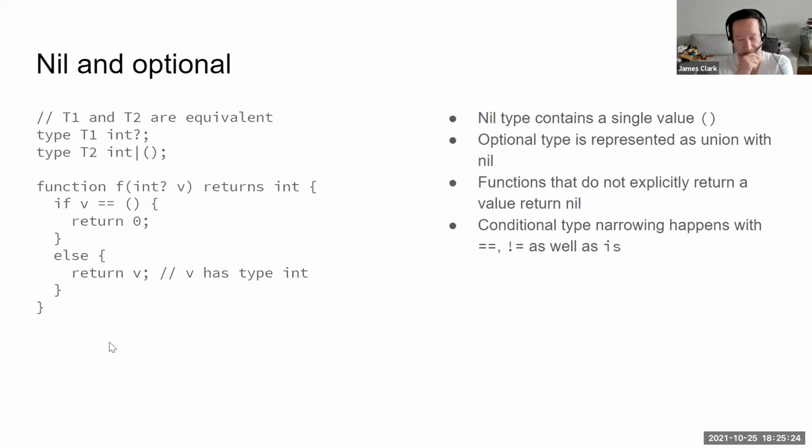So we have a nil type, which contains a single value, and we do optionality just as a union with nil. Functions that don't explicitly return a value return nil. So if I don't have the returns bit here, that means it returns nil. And if you fall off the end, then that returns nil also. We can do type narrowing when you do an equals equals, that also narrows the type. So here I've tested whether v is nil, so here I know v is not nil. I've narrowed the type here from int question mark to int, so I can return it.